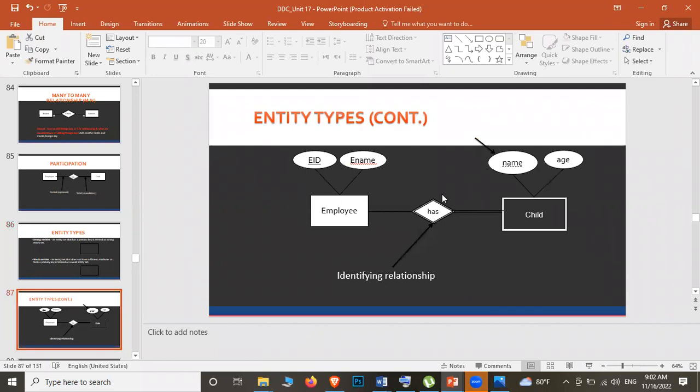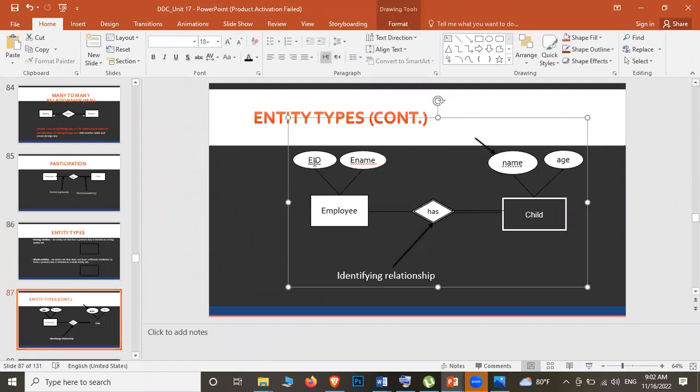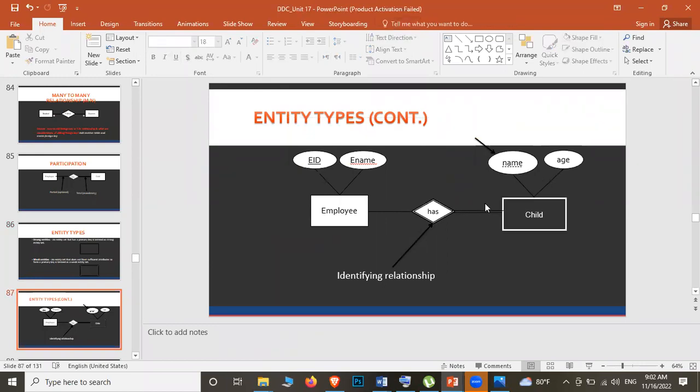So here they have given an entity type. Employee has an employee ID and an employee name. But do we need to give a child such an ID? Why do we need their ID and all? No, right? Do they have a phone number? There's no point keeping all their details in a company; the employee's details are enough. So only the name and age is enough. This is what we call a weak entity. And this is really a strong entity because it has its own primary key attribute over here.